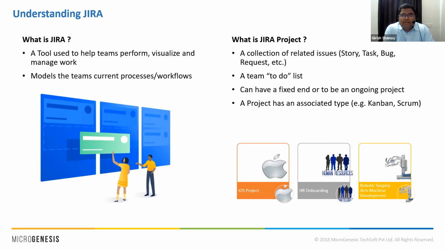And then a project has an associated type, right? You can have a Kanban, which is more suited to your waterfall development methodologies, and Scrum, which is more of sprints, iterations, program increments, and all of these.